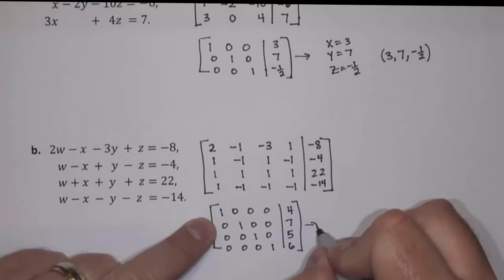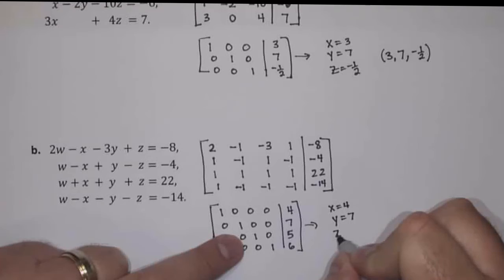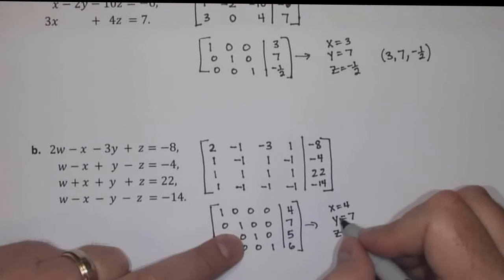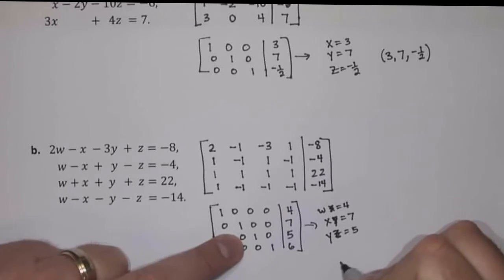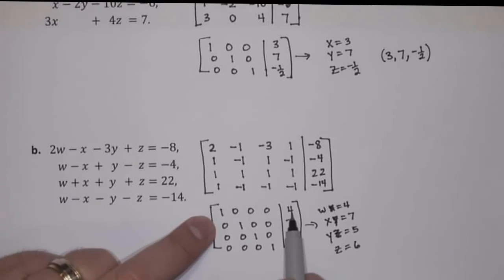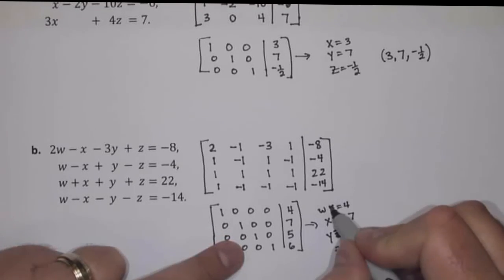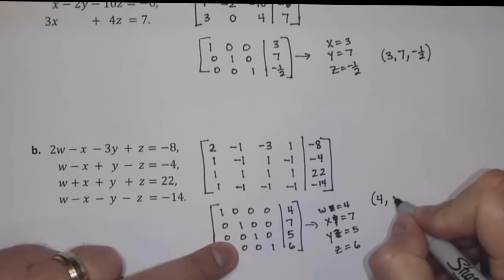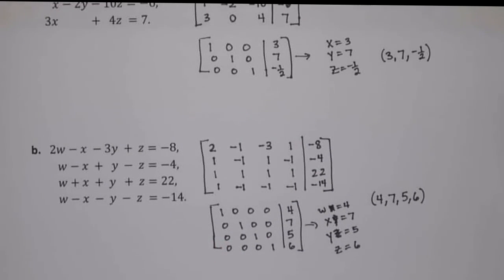And so this tells me that w equals 4, x equals 7, y equals 5, and z equals 6. So my solution to the system is 4, 7, 5, 6. And that concludes this example.